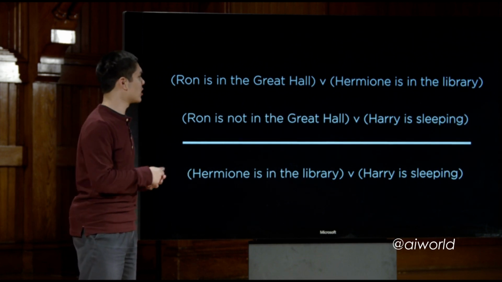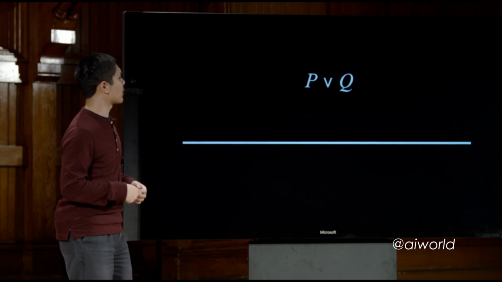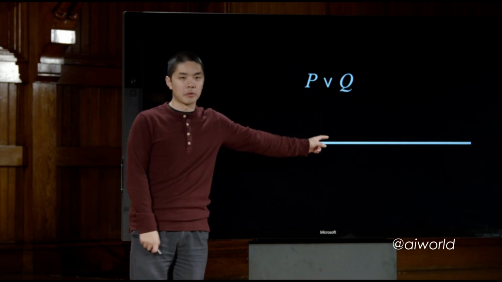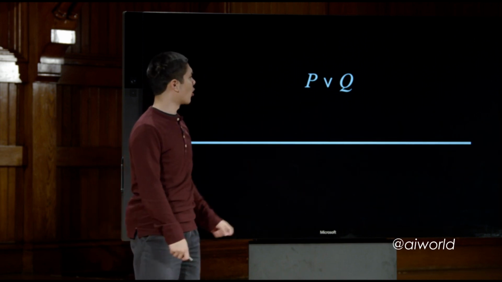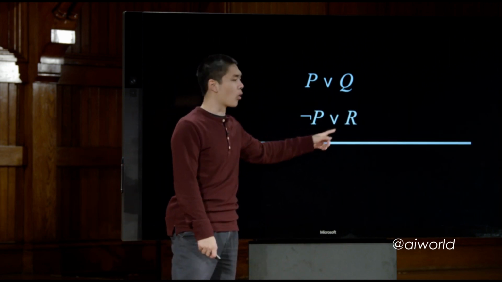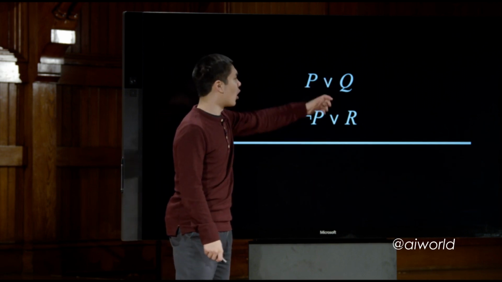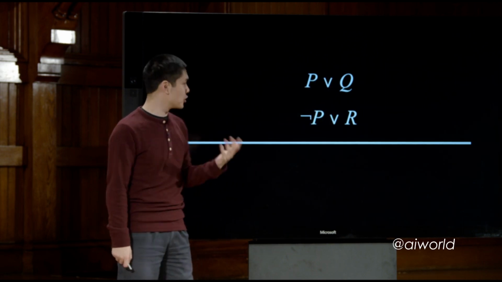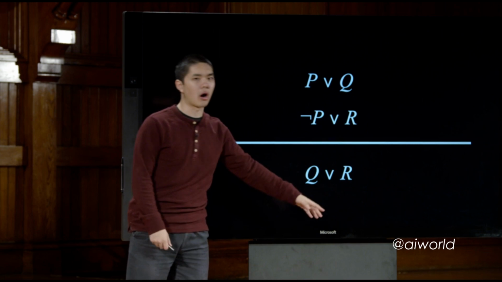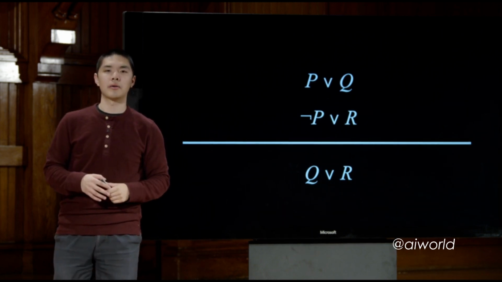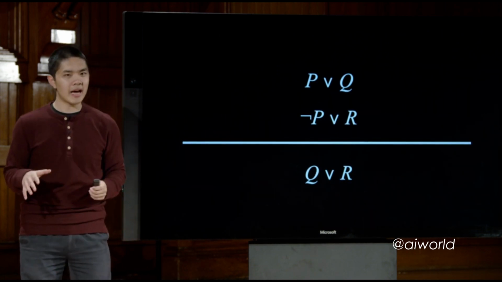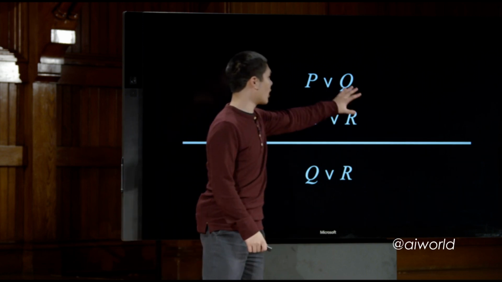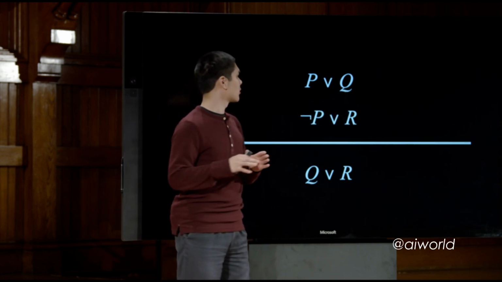Stated more generally, we can name this resolution rule by saying that if we know P or Q is true, and we also know that not P or R is true, we resolve these two clauses together to get a new clause, Q or R, that either Q or R must be true. And again, much as in the last case, Q and R don't need to just be single propositional symbols.